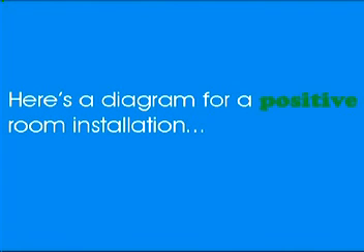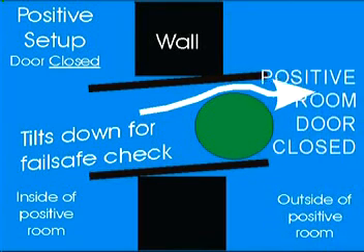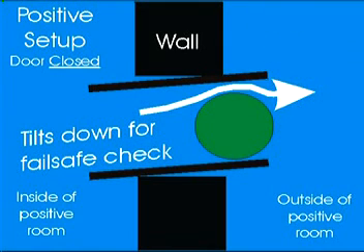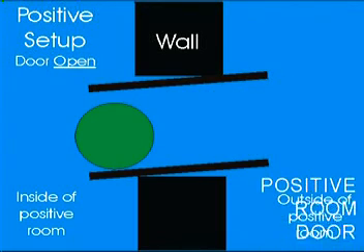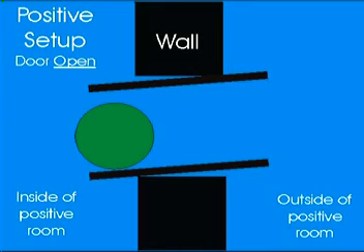Here's a diagram for a positive pressure room installation. Notice how the tube here is tilted up towards the outside of the room. When the door is closed, the ball is pushed out of the room. When the door then is open, the room pressure is nearly equalized and the ball falls down inside the positive room where it can be seen.